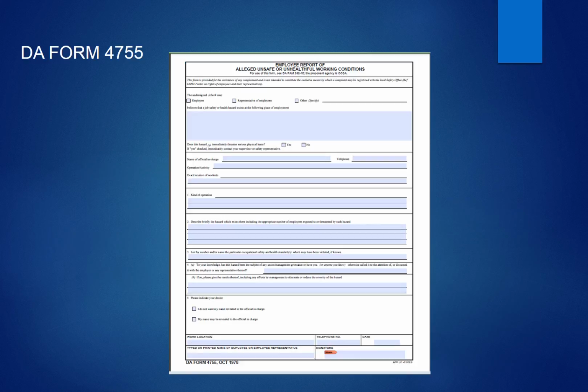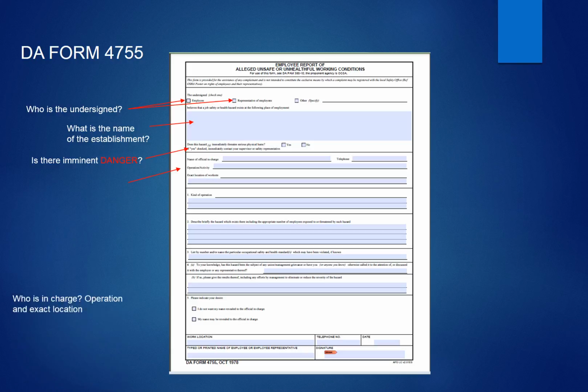Here's an example of DA Form 4755. Let's take a closer look at what this document entails. Who is the undersigned? What is the name of the establishment that you work at? Is there imminent danger? Who is in charge? Operation and the exact location of the work site. What kind of operation is being performed?